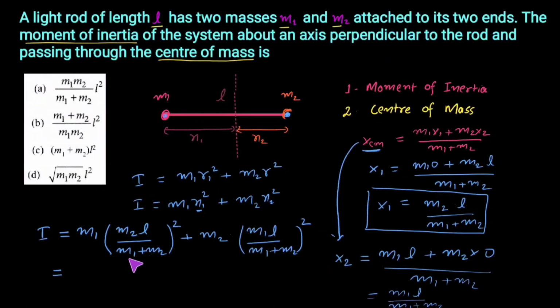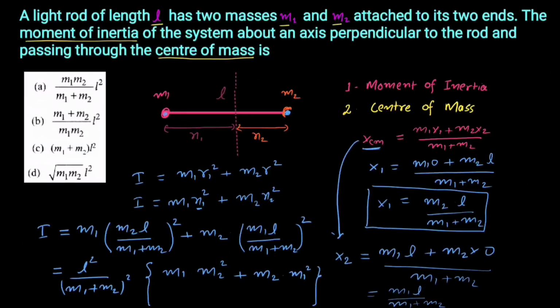As we can see that L square divided by m1 plus m2 whole square is common, so I will take it common. So this is L square divided by m1 plus m2 whole square. This is common. So inside the bracket would be m1 into m2 square plus m2 into m1 square. This is left inside.